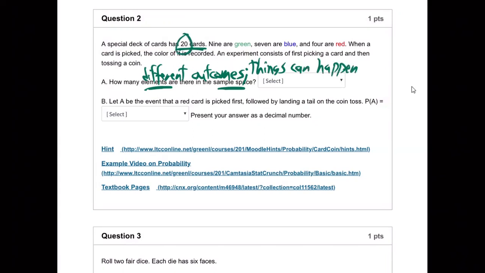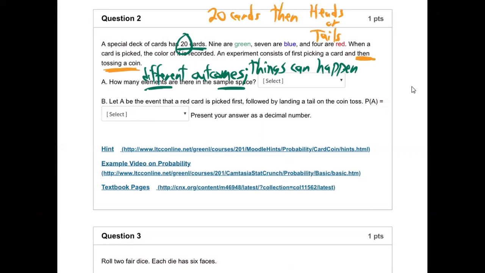Well, there's 20 cards. You might say, well, 20 different things. Yeah, but it's not just the cards. Notice what else you're doing. What else does it say? It says, and then tossing a coin. So there's 20 cards that can happen. You can get any of 20 different cards. And then you can get heads or tails when you flip the coin, right? Are you with me? Is this making sense?